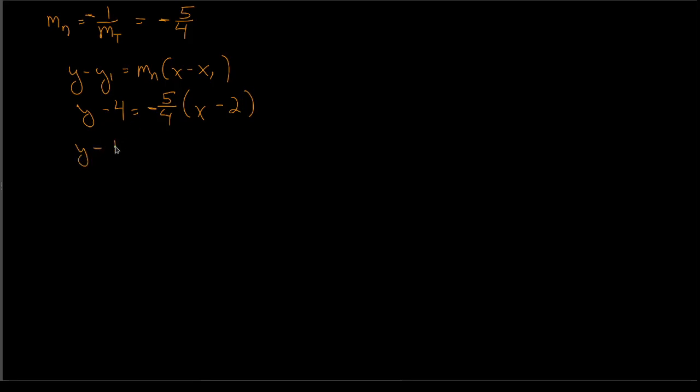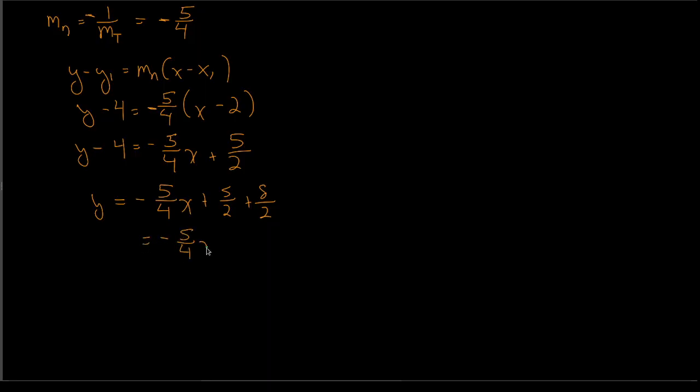So y minus 4 equals -5/4 x plus, the 2's will cancel, so 5/2. 10/4, 5/2, yep. And then I'm going to add 4 to each side, which is 8/2. So -5/4 x plus 13/2. And so we found a normal to this surface.